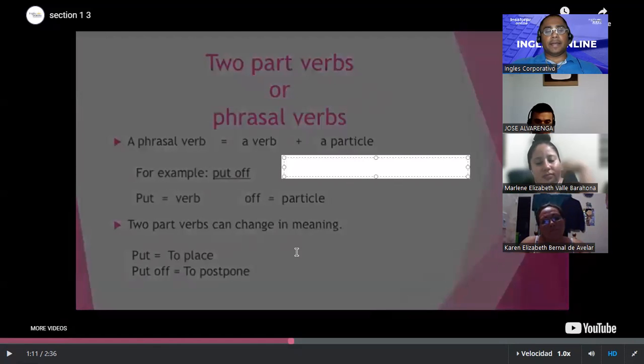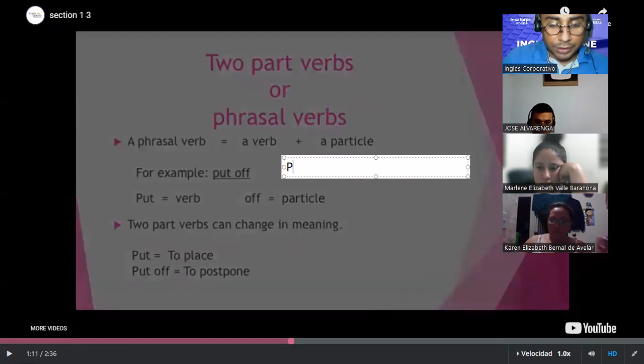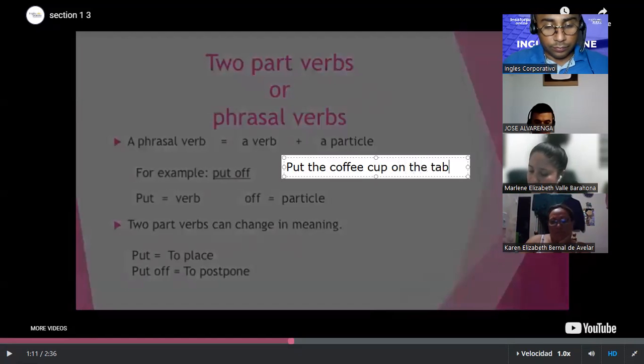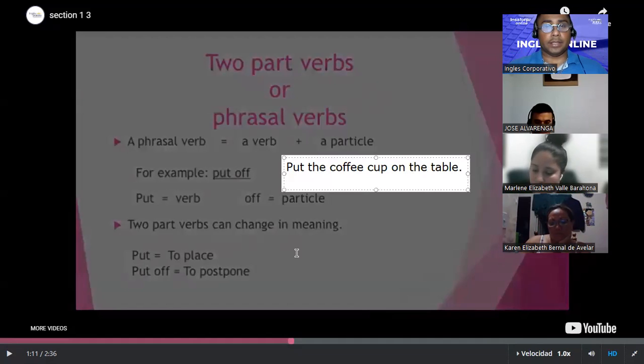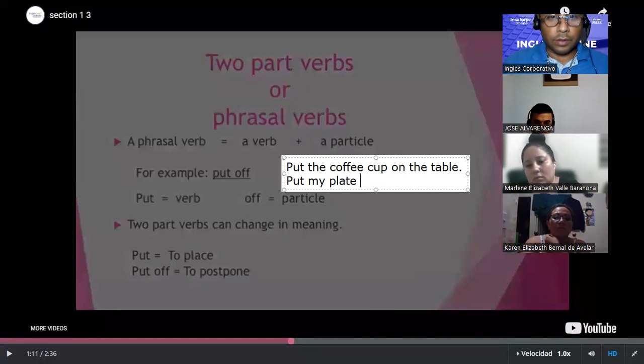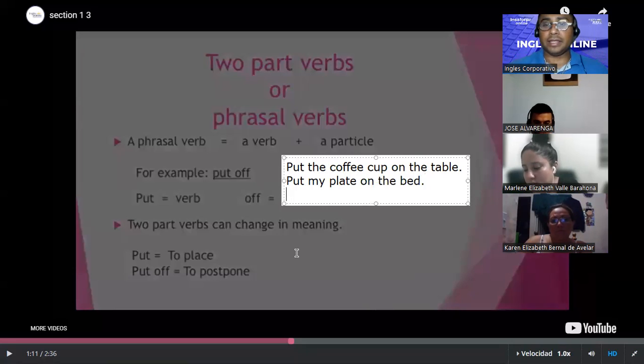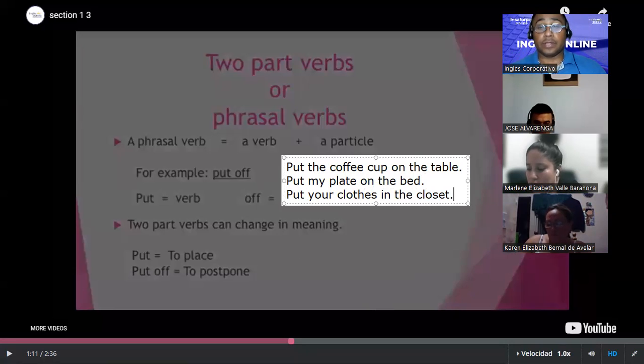Put, to place. What does that mean? For example, if I say, put the coffee cup on the table, that means to place. Or put my plate on the bed. That means to place something. Or you can say, put your clothes in the closet. That means to place something somewhere.